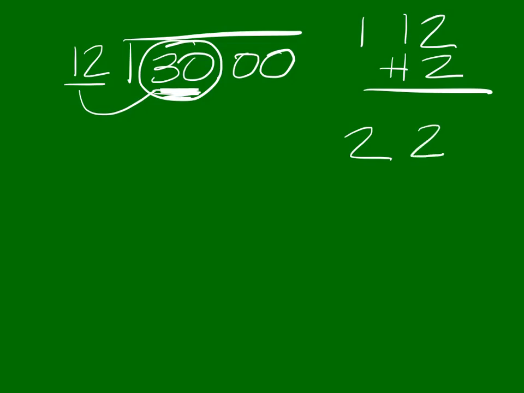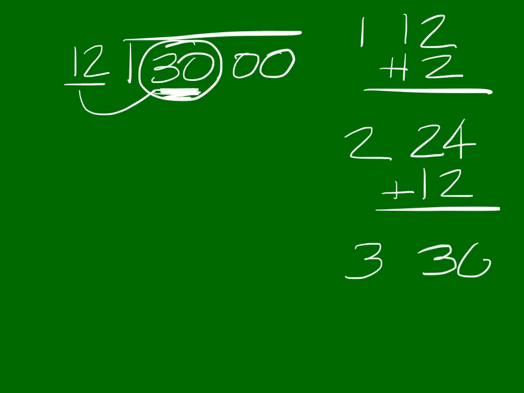24 is right. If I wanted the third one, I add another 12. What's 12 plus 24? Not 48. 36 is right. So how many times would 12 go into 30 without going over? 3 times is 36. Did we go over the 30? So how many times would 12 go into 30?